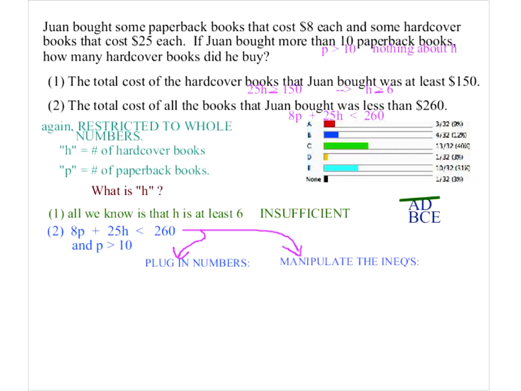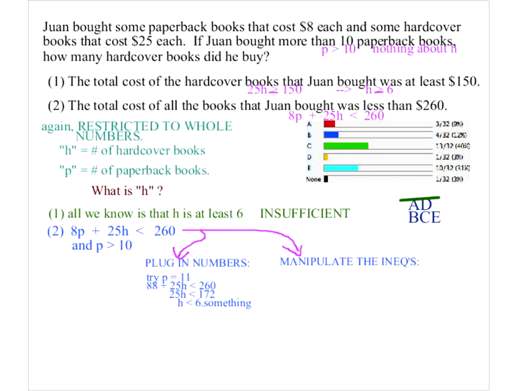Okay, if you plug in numbers, we know P is greater than 10. So let's try P is 11. Then we know that 88 plus 25H is less than 260. Take 88 away, that gives us 25H is less than 260 minus 88, which is 172. So we know that H is, 25 goes into 172 six times. This is 6 point something.